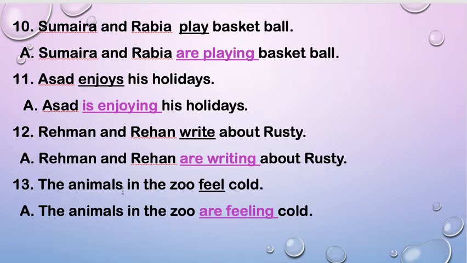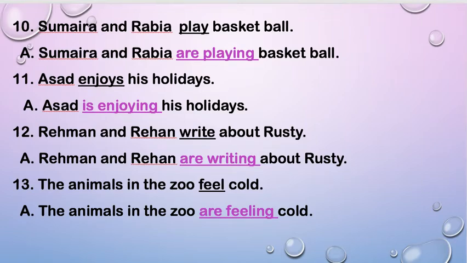Next, the animals in the zoo feel cold. Feel is the verb here and it is in simple present tense. So the animals in the zoo are feeling cold. So are feeling here is the verb and because the animals is the subject here and it is in plural form, that's why the helping verb here will also be in plural form, are. Feel is the base form of the verb here and we are adding ing to it to make it into a present continuous form. So feel, feeling.